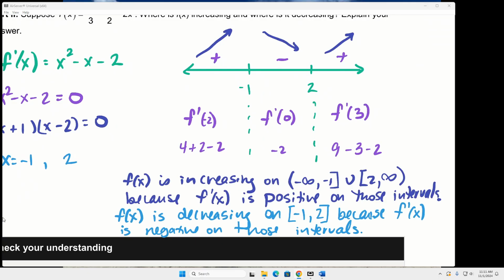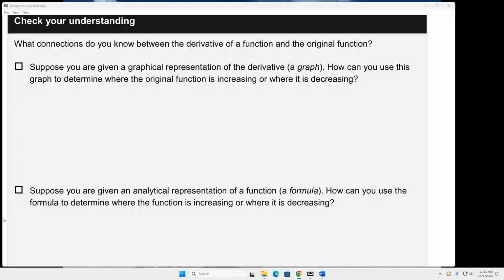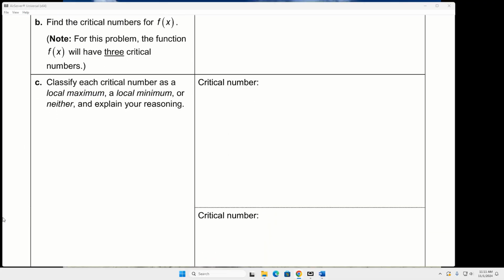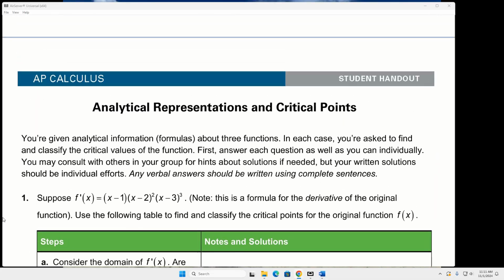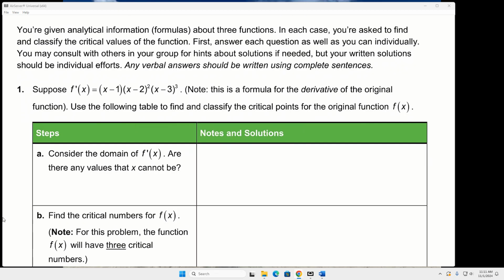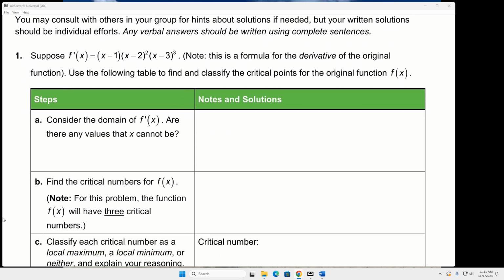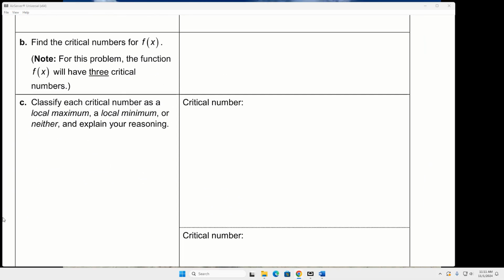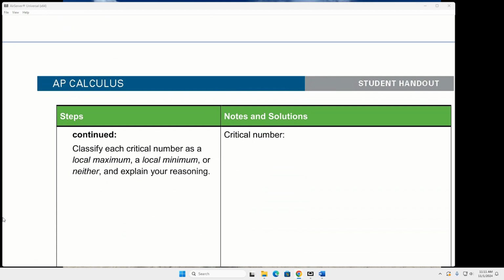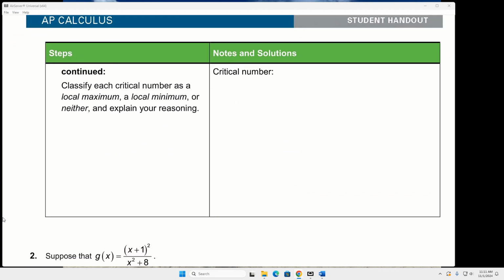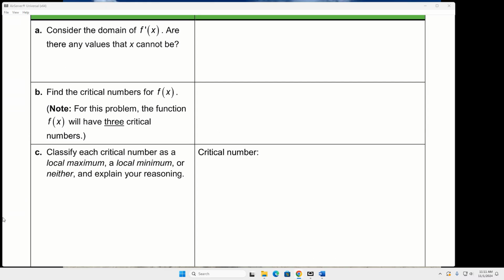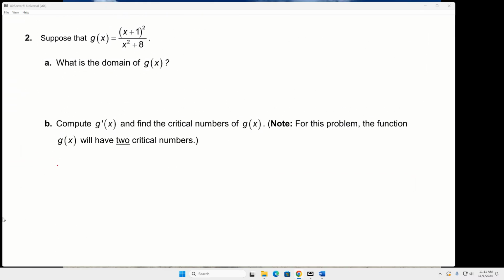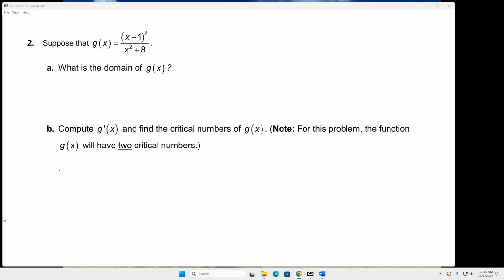All right, what questions do you guys have? All right, so we can skip this check for understanding, but when you go to do your first one, number 1 here, where you have the first derivative and you're finding the critical numbers, there's a section for each critical number to decide if it's a relative maximum or minimum. So you don't have to use all those boxes if you don't want to. That's up to you. And then the last one is just a regular question. It's a little more challenging. What's going to make it more challenging to find the derivative?